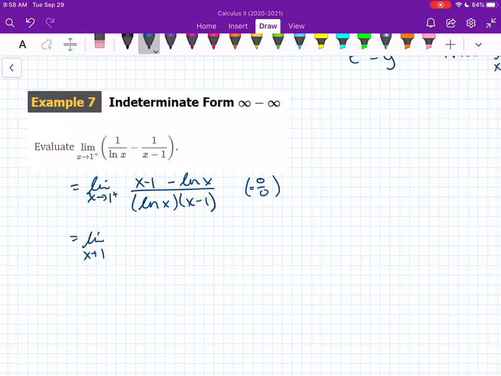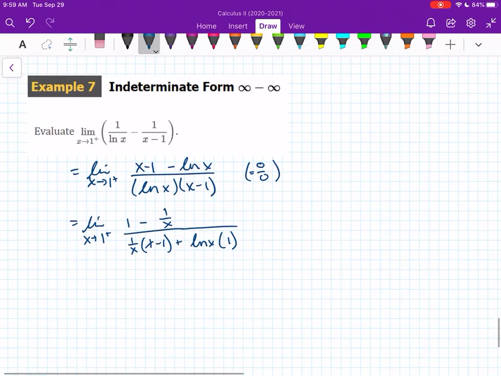So now if I plug in L'Hopital's rule, I'm going to get 1 minus 1 over x as the derivative of the numerator. And for the derivative of the denominator, we have to use our good old friend product rule. So the derivative of natural log of x is 1 over x times x minus 1, plus, and then I leave the first one alone and take the derivative of the second one, which is just 1.